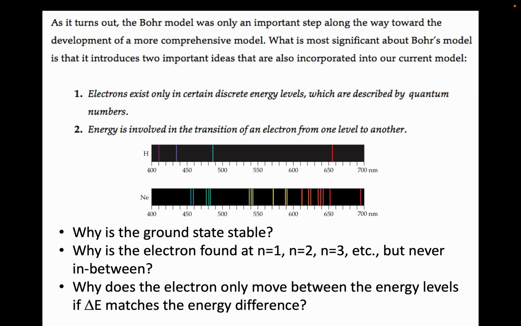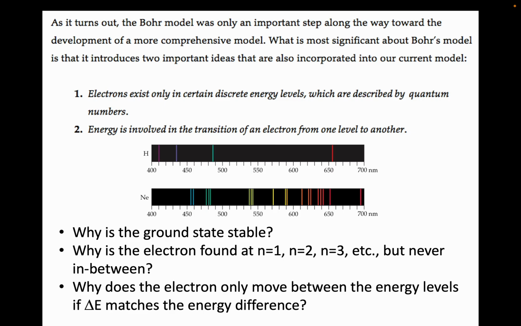He said that the ground state, n equals 1, is stable because the ground state is stable. That's not a very satisfying answer. If we try writing that on an exam, it works because it works. We're probably not going to get very many points for that.